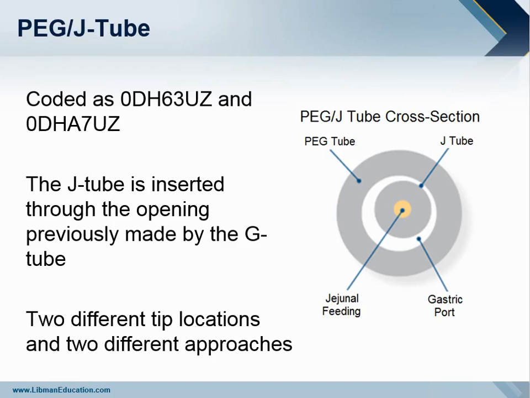It's the 0DH63UZ for a gastrostomy, but then the second code is 0DHA7UZ because it went through an artificial opening.